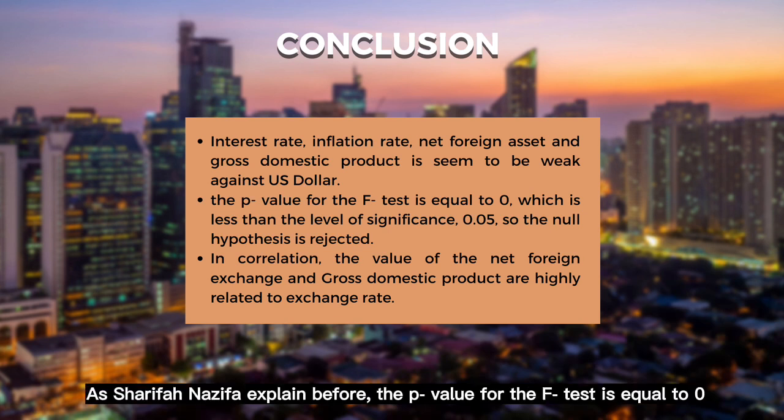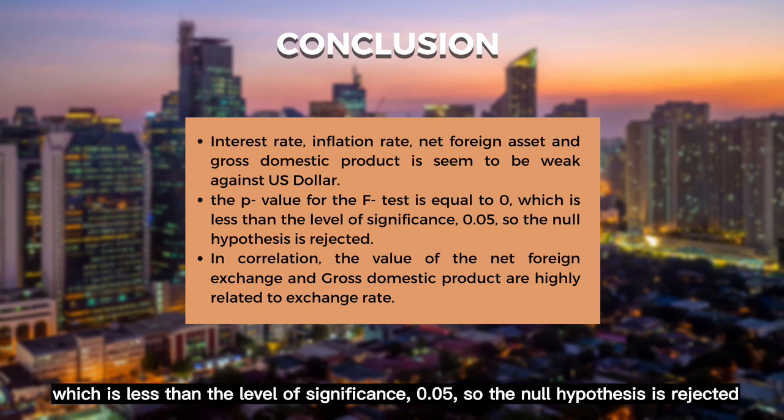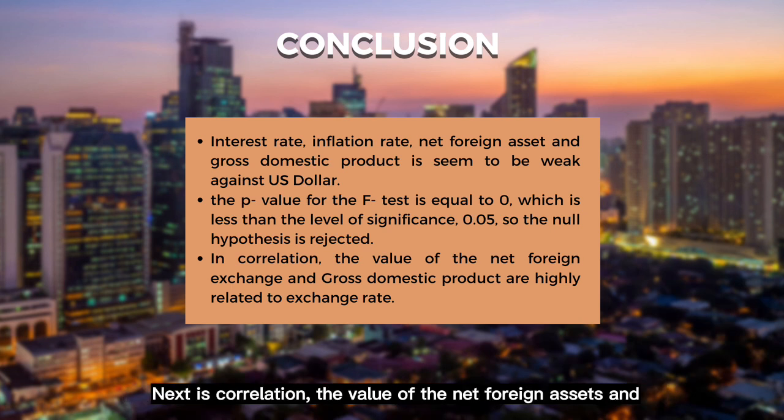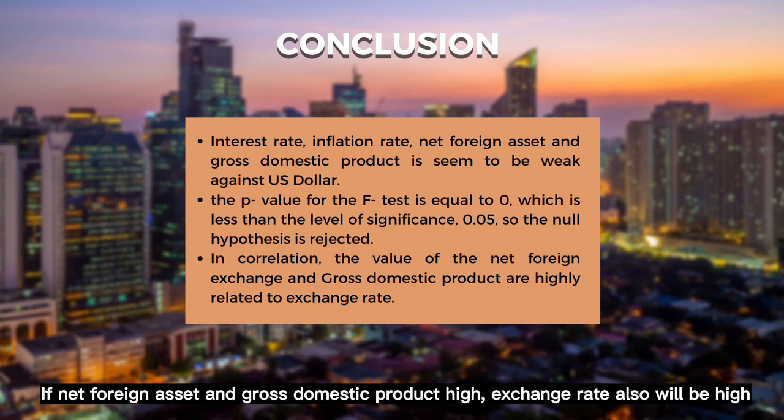As Sharifah Nazifa explained before, the p-value for the F-test is equal to 0, which is less than the level of significance at 0.05, so the null hypothesis is rejected. This means that inflation rate, interest rate, gross domestic product, and net foreign asset are statistically significant variables in explaining the variation in the exchange rate of the Philippine peso. Next is correlation. The values of net foreign asset and gross domestic product are highly related to exchange rate. If net foreign asset and gross domestic product are high, the exchange rate also will be high.